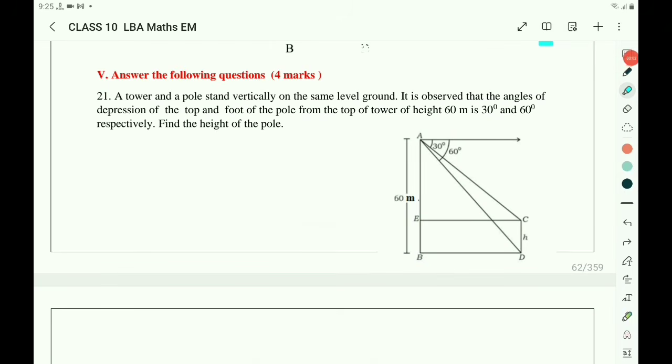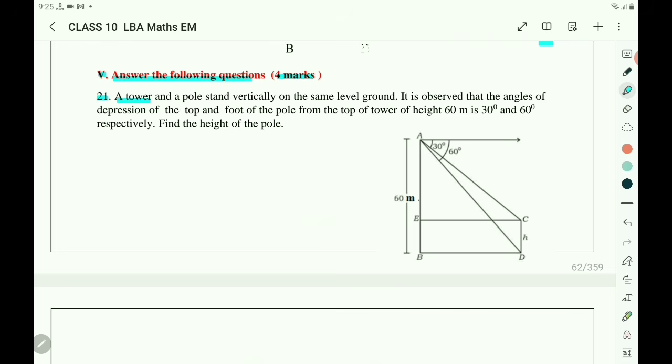Dear children, now let us solve the 4 marks question of the LBA of the chapter Applications of Trigonometry. Fifth main question, answer the following questions, 4 marks. 21st question, question number 21.